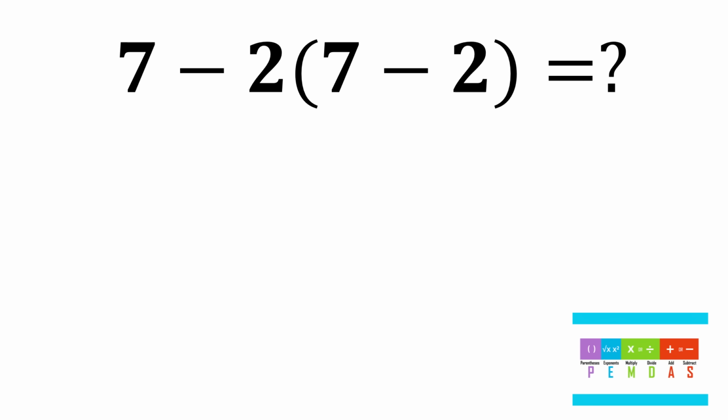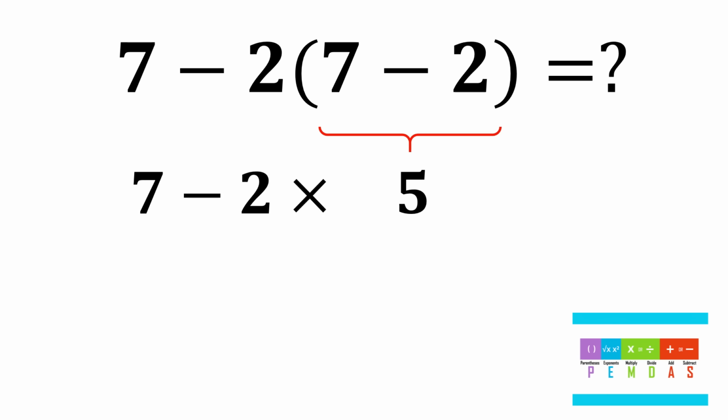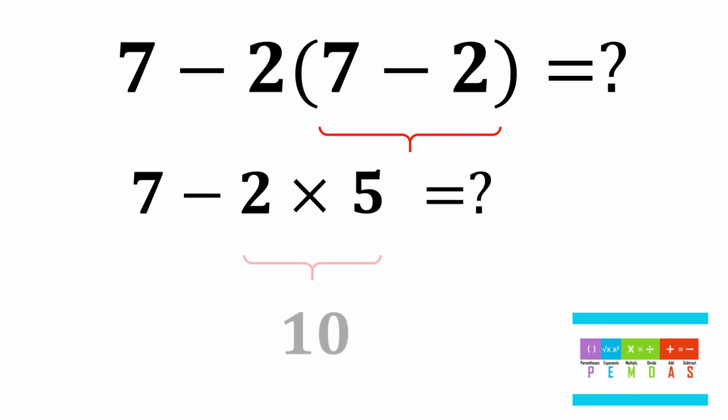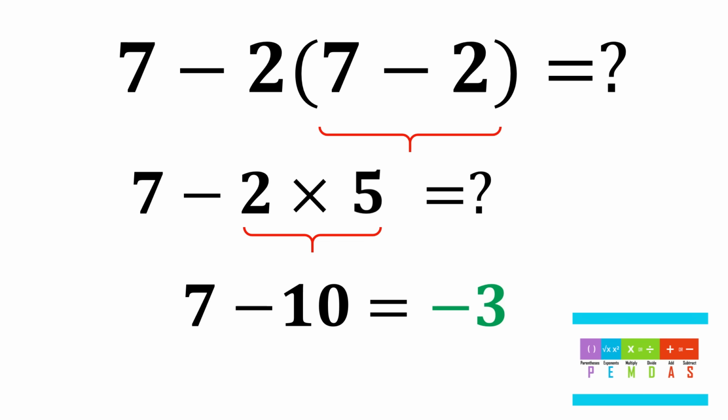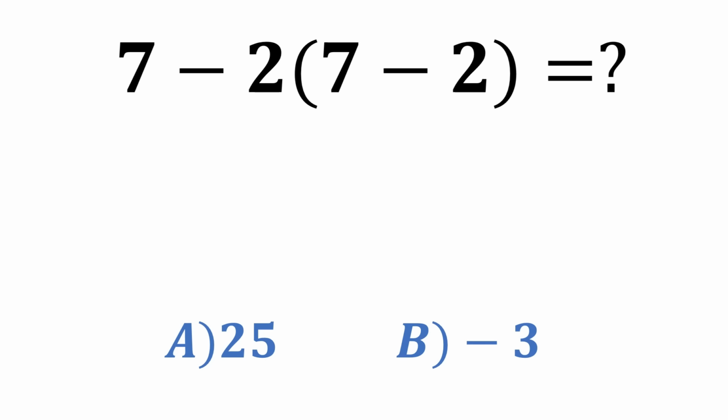So inside the parentheses, 7 minus 2 equals 5. Now the expression becomes 7 minus 2 times 5. Now we do multiplication first. 2 times 5 equals 10. Then 7 minus 10 equals negative 3. So the correct answer to question 2 is negative 3.